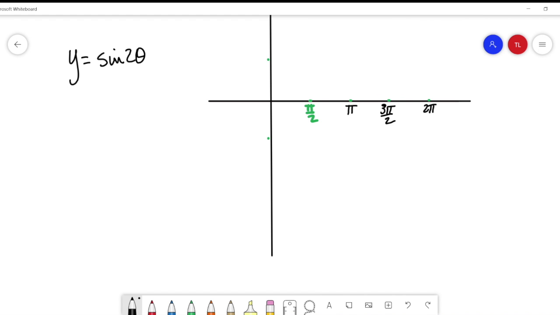Okay? Now, here's what's going to happen between 0 and 2 pi. When I'm over here doing the angle, and I put in 0, then y is 0. You can check that out. But now, what happens if I pick pi over 2 for the angle? This is going to be the sine of 2 times theta, and theta is pi over 2.